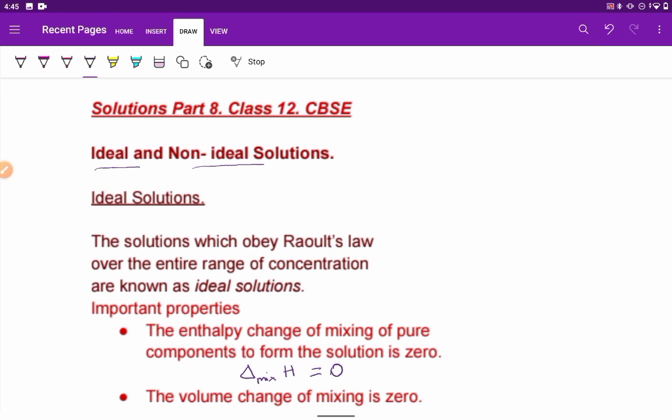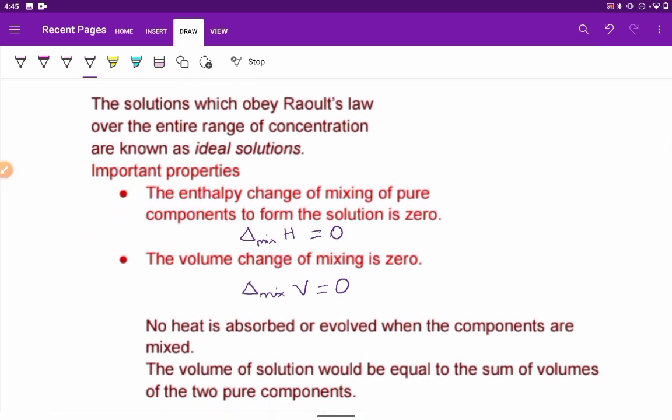What are ideal solutions? The solutions which obey Raoult's law over the entire range of concentration are known as ideal solutions. In these solutions, the enthalpy change of mixing, that is, when the pure components are mixed to form the solution, is 0, that is delta H will be 0, and the volume change of mixing is also 0, that is here delta V is 0.